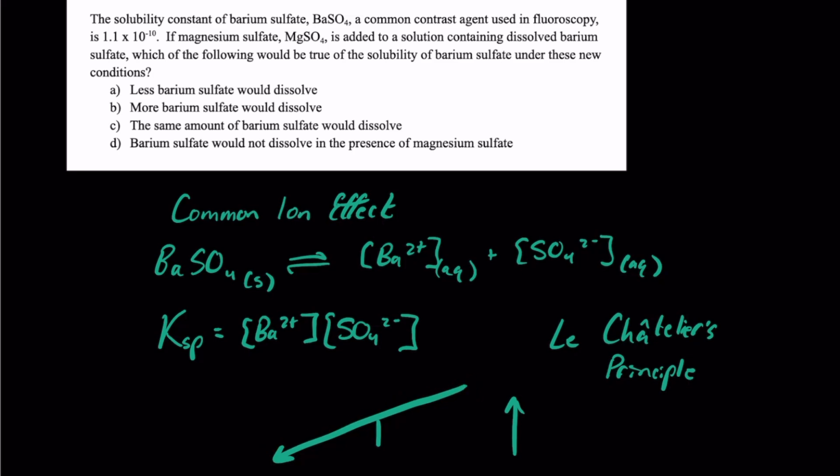And that's exactly what's happening in the common ion effect here. Because we're adding more sulfate, magnesium sulfate has its own dissolution reaction where it's going to dissolve into some sulfate ions. We're increasing the amount of product here. So we're actually going to decrease the amount of barium sulfate that's going to dissolve in this solution.